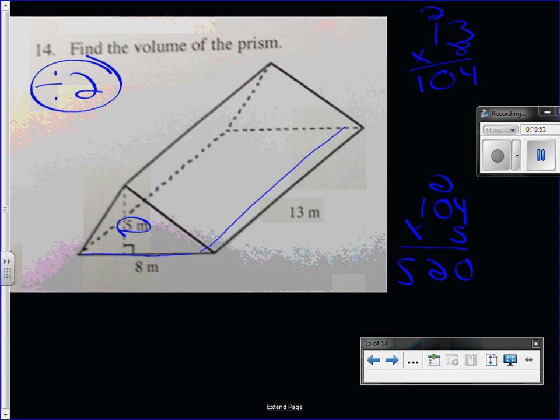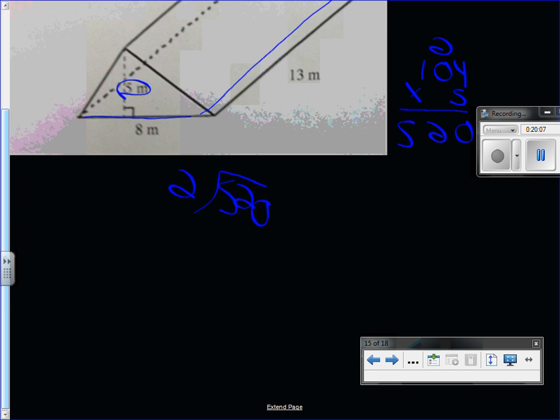I'm not done yet. I'm not done with the problem yet. Then I'm going to take 520, and I'm going to divide this by 2. Right? 520 divided by 2. 2 goes into 5 how many times? 2 times. 4. 1, bring down the 2. 2 goes into 12 how many times? 6. 6 times 2 is 12. 0, bring down the 0. 0. 260.